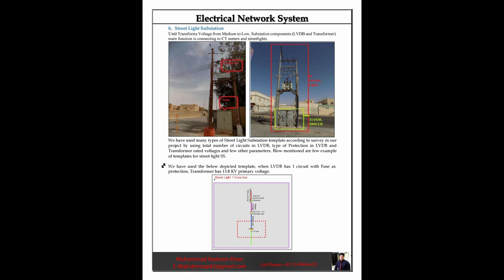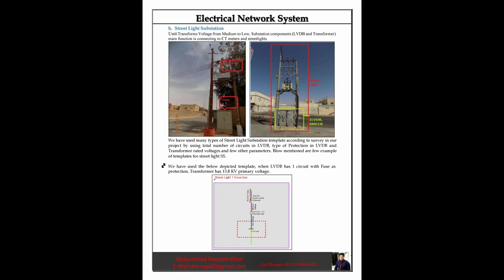Street light substation. This unit transforms voltage from medium to low, with substation components LVDB and transformer. Its main function is connecting to CT meters and street lights. We have used many types of street light substation templates according to the survey in our project, based on the total number of circuits in LVDB, type of protection in LVDB, transformer rated voltages, and a few other parameters. Below are a few example templates for street light SS.